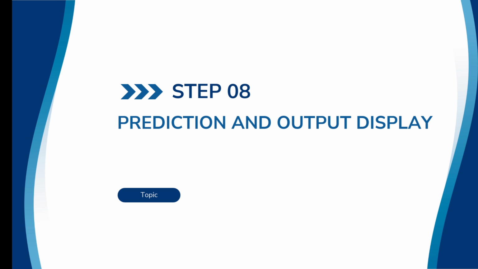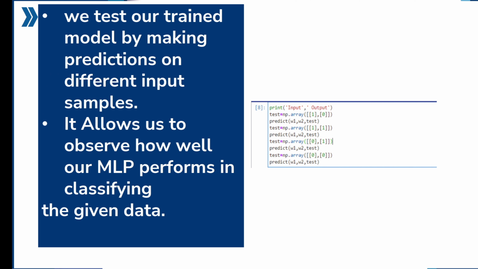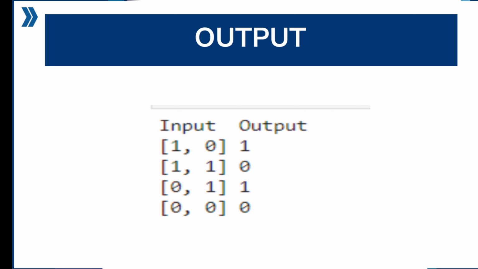So step 8 is predictions and output display. We give the input values and get the predicted output as a display. We test our trained model by making predictions on different input samples. It allows us to observe how well our MLP performs in classifying the given data. Print input, output. So we are going to test each input and print the output for 1, 0, and 1, 1, 0, 1, 0, 0. So this will be the input and the output.